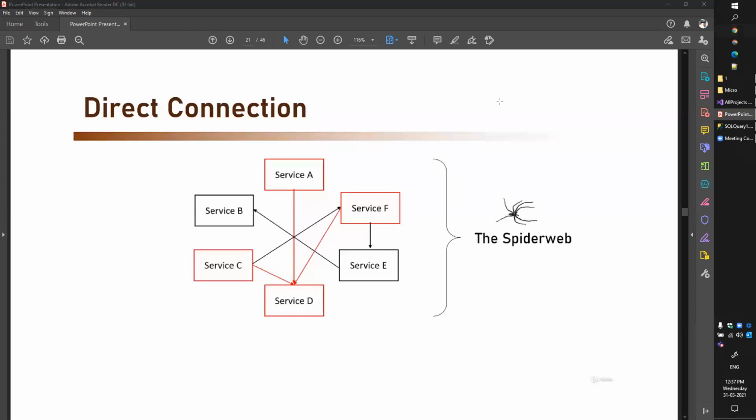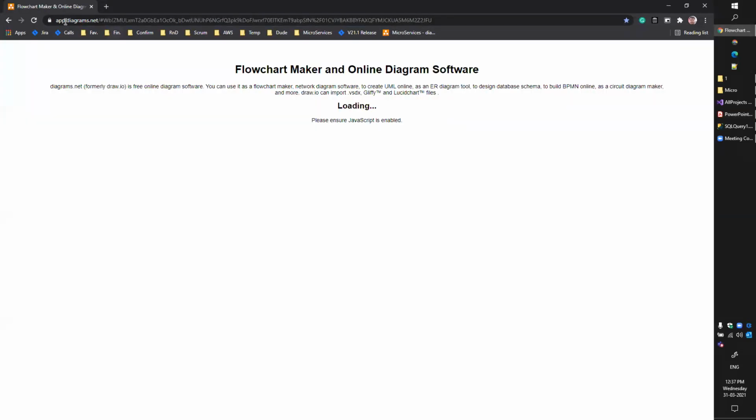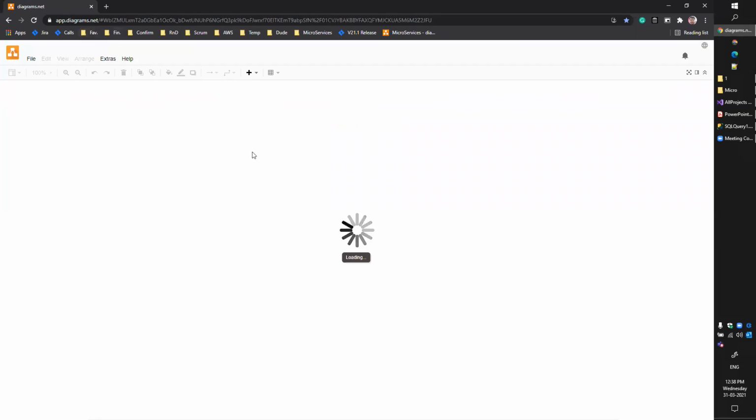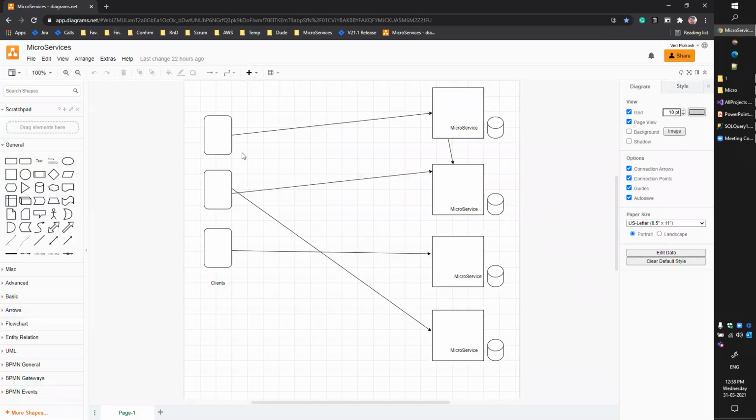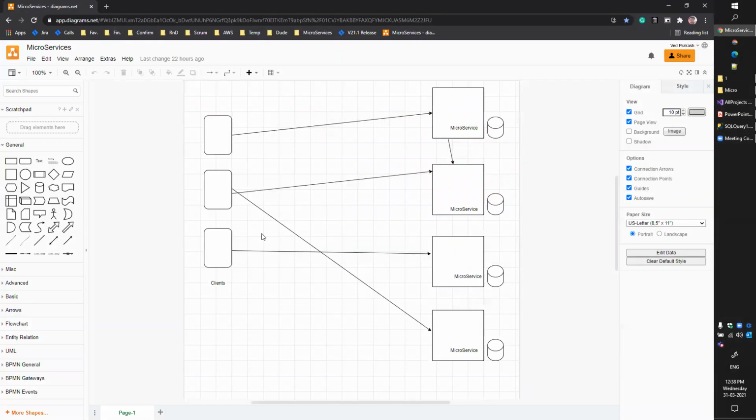I was actually drawing this online, using a software called app.diagrams.net, and I was trying to draw that spider web kind of structure in microservices format. All right, so this is similar to the direct connection that I was trying to draw here. Hope you can see. Do you see my Chrome? Yes. All right.